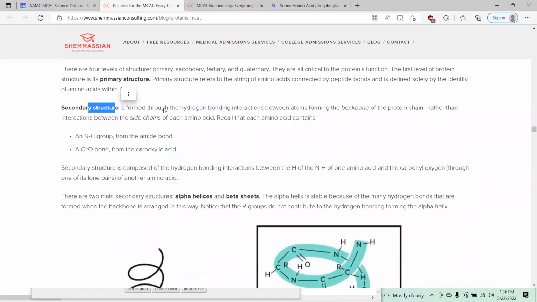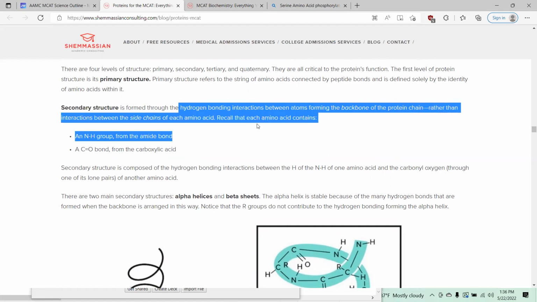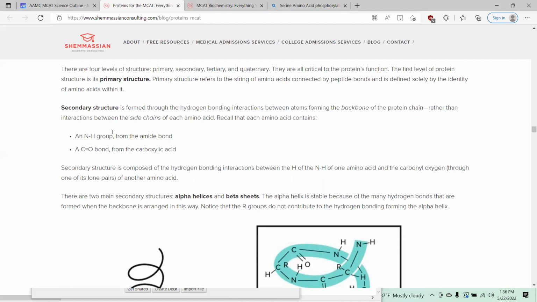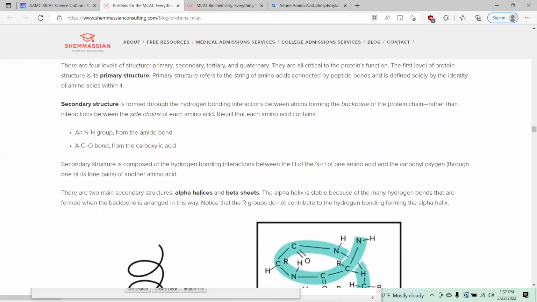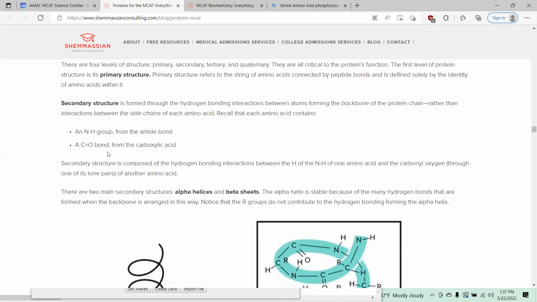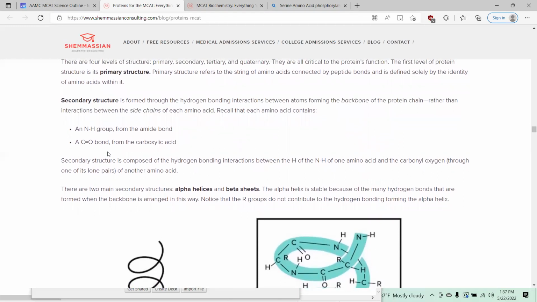Secondary structure is formed through hydrogen bonding interactions between the atoms forming the backbone of the protein chain, rather than interactions between the side chains. So what does that mean? Each amino acid has the NH group and the CO, the carbonyl group, right? These guys can engage in hydrogen bonding because this is an H and this is an O and this is an N, right? I believe it's FON that can do hydrogen bonding and nothing else.